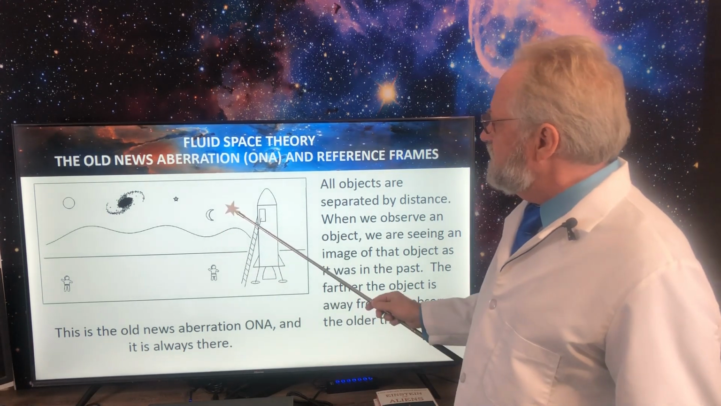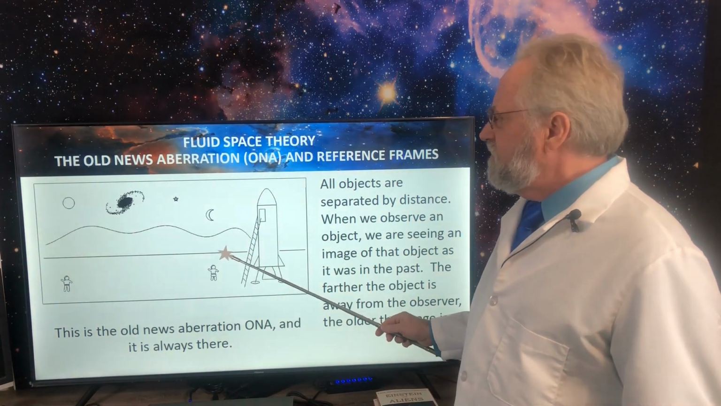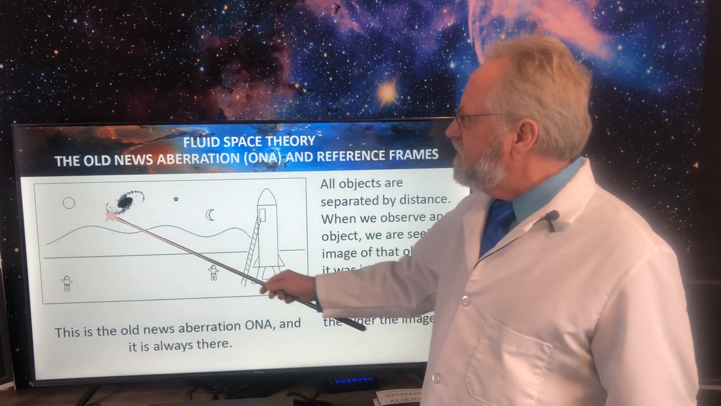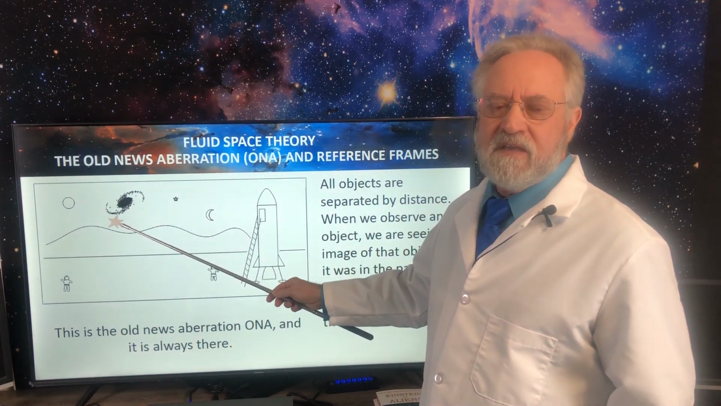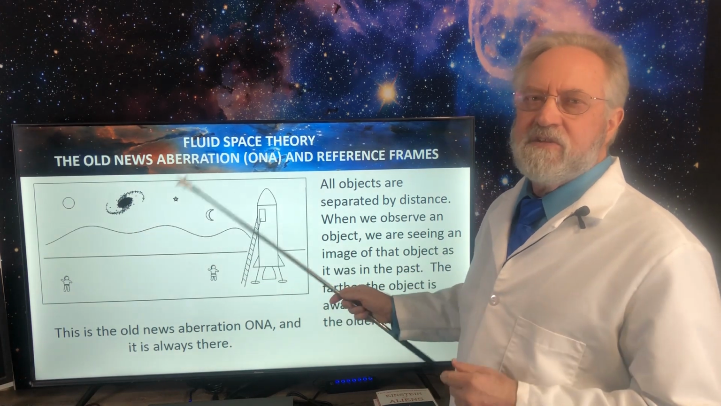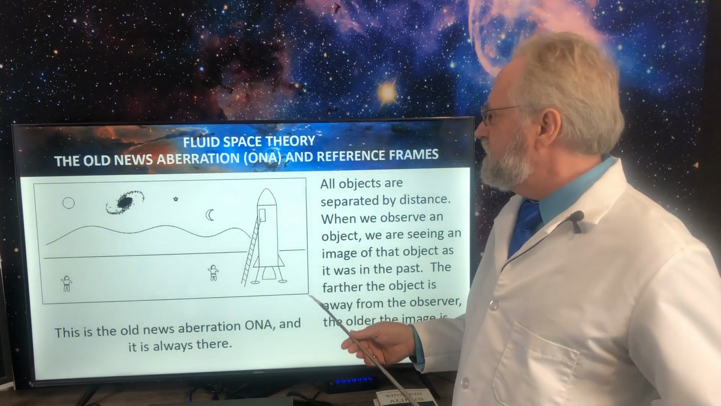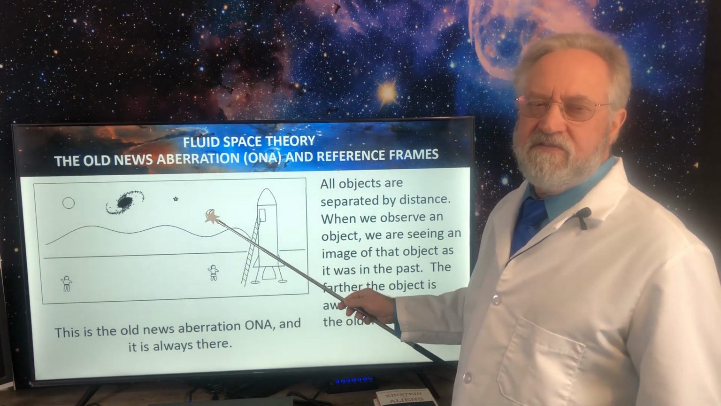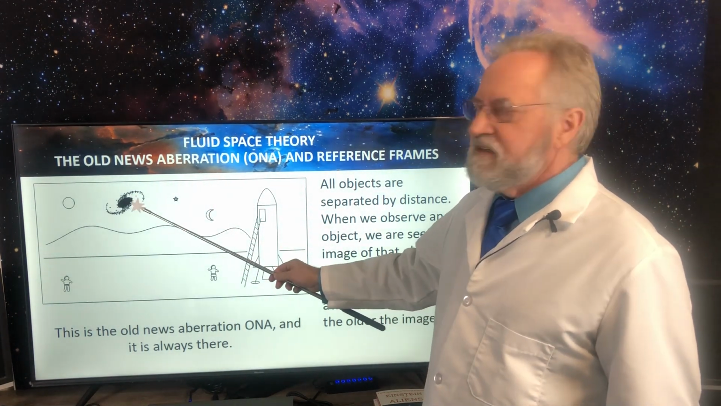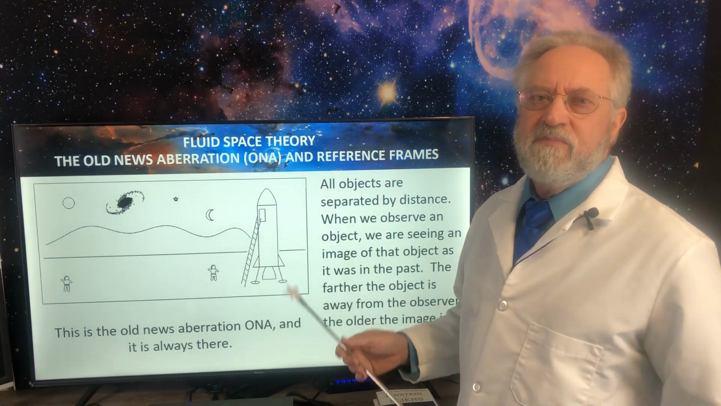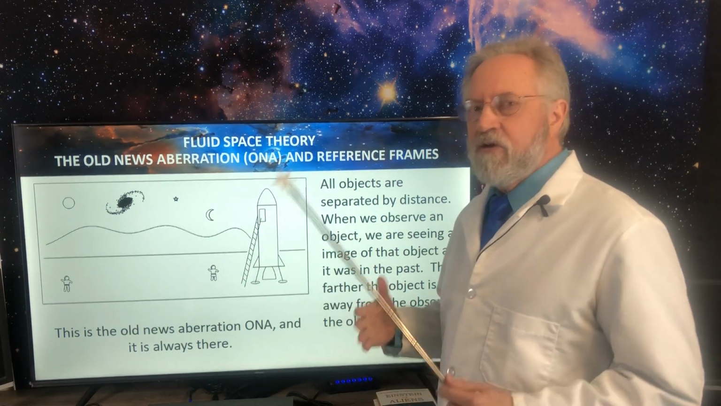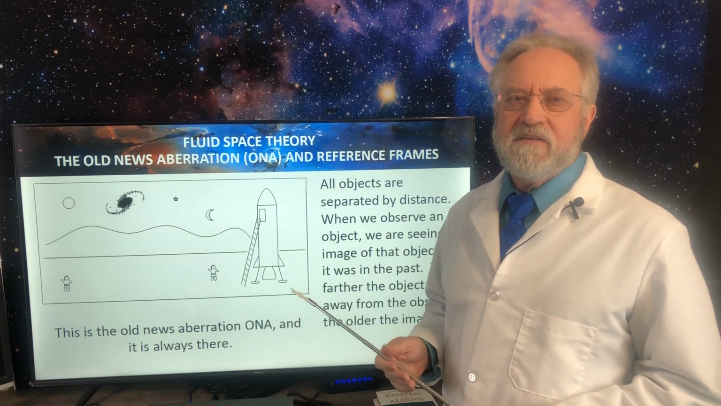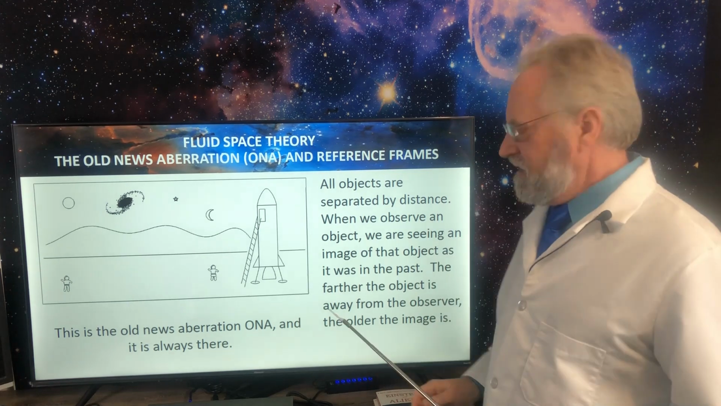And it gets increasingly greater with distance. The light from the sun that Ricky sees could be about 8 minutes old. That's how it is here on Earth. The light we see from the sun actually left the sun about 8 minutes ago. The light we see from a distant star could be thousands of years old. And the light we see from a distant galaxy could be millions of years old. So the old news aberration increases with distance and is always there. And we have to account for it in what we're looking at.